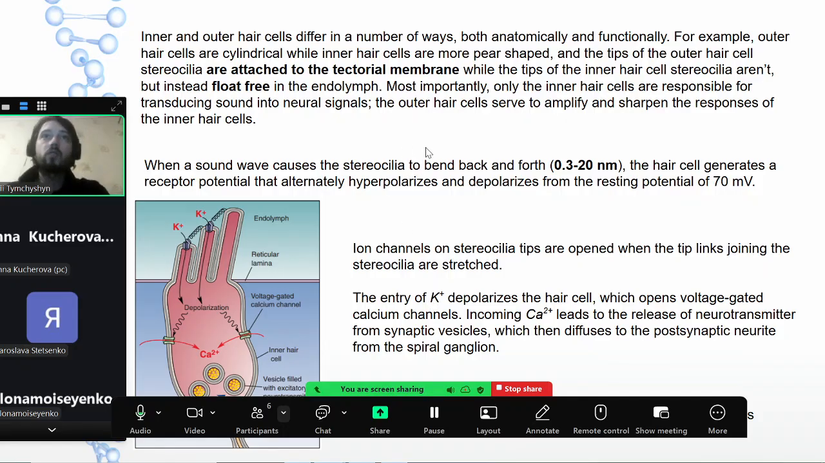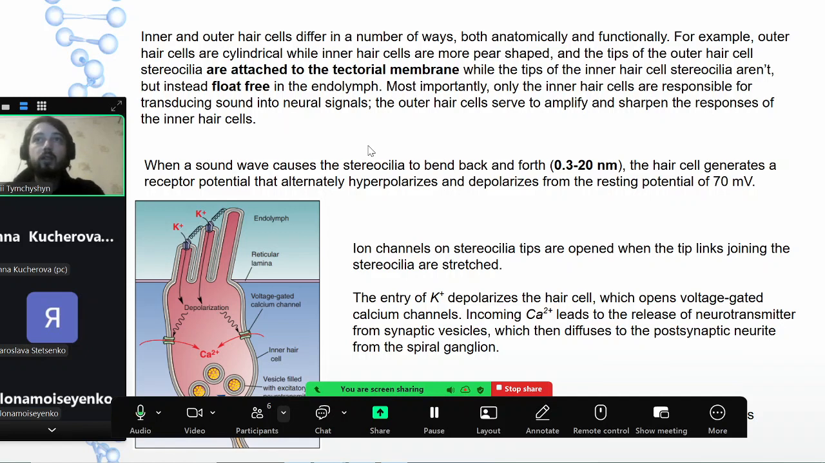Inner and outer hair cells differ in a number of ways, both anatomically and functionally, and I will tell you a little bit later something more about the difference. But anyway, outer hair cells are cylindrical, while inner hair cells are more pear-shaped. The tips of the outer hair cell stereocilia are attached to the tectorial membrane, while the tips of the inner hair cell stereocilia aren't, but instead float free in the endolymph.